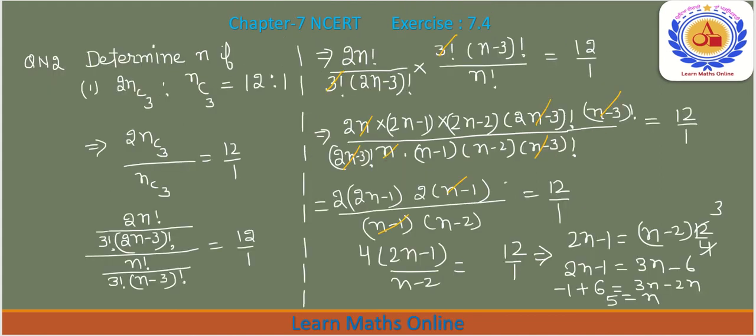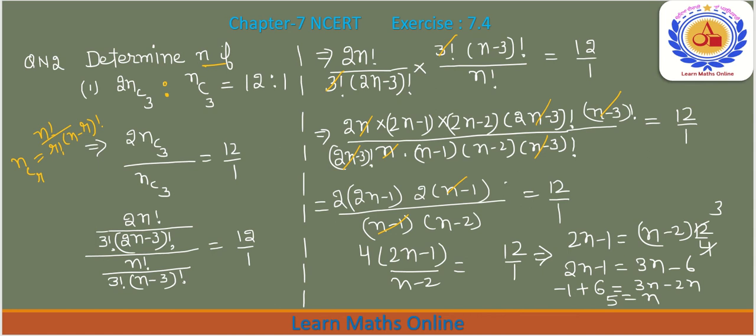Next, question number 2: we are to calculate the value of n if 2nC3 to nC3 is in the ratio 12:1. We have written this in standard form: 2nC3 over nC3 is equal to 12 over 1, and after applying the formula of nCr equal to n factorial over r factorial into n minus r factorial, after the simplification, 2n factorial over 3 factorial into 2n minus 3 factorial, divided by n factorial over 3 factorial into n minus 3 factorial, is equal to 12 over 1.